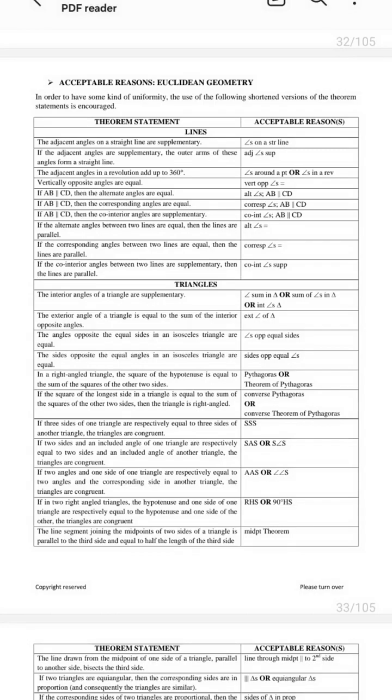The first statement says the adjacent angles on a straight line are what? Supplementary. Okay. And then if you look at the acceptable reason that is given there, we have the symbol of angles on a, and then the STR for straight line.